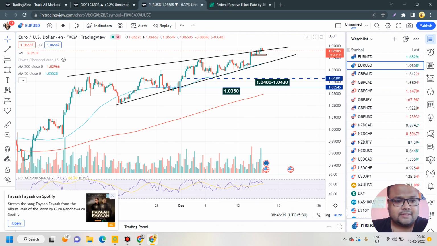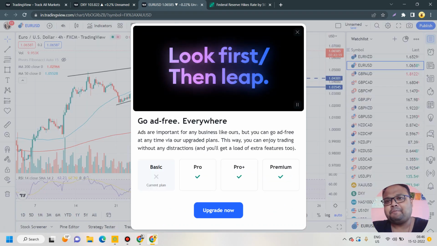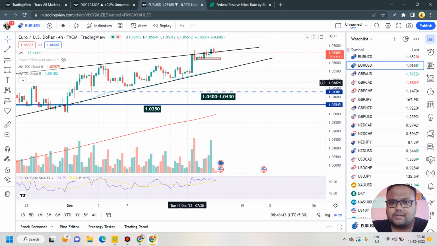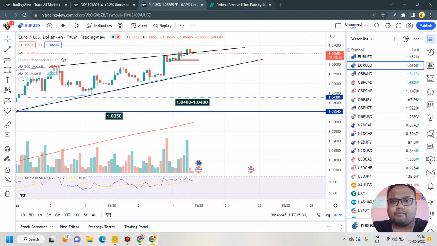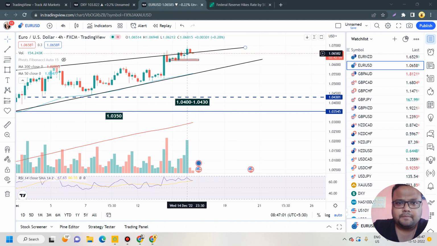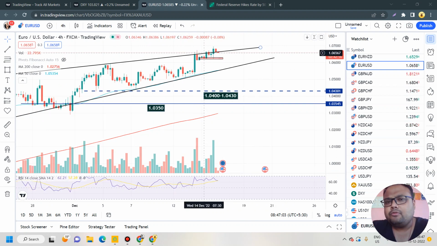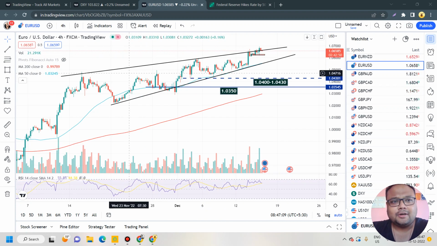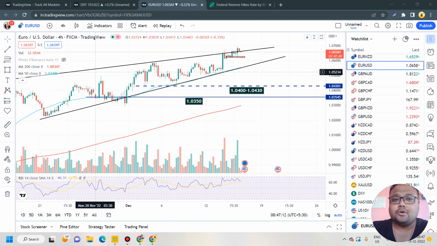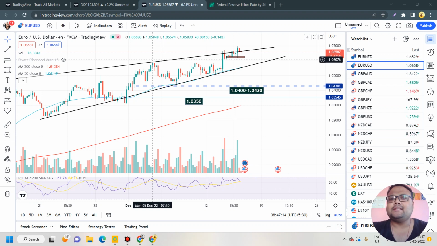And here is the chart of Fiber, Euro USD. It tried to move up, but the problem is that it has still failed to cross the trend line at the top, which was acting as a dynamic resistance, and still is acting as a dynamic resistance for the market.